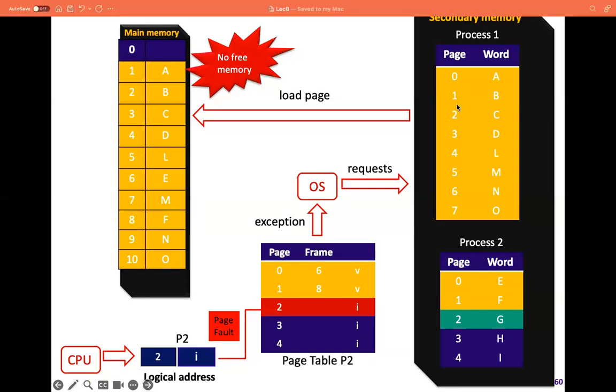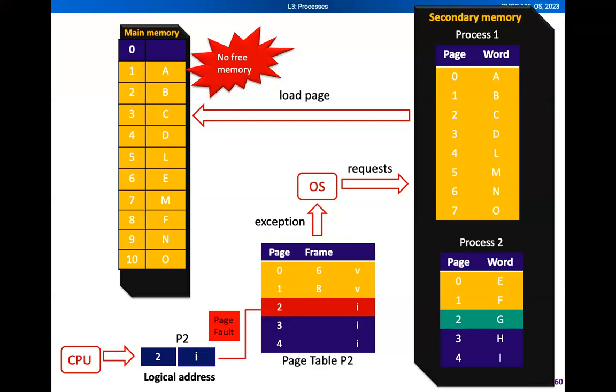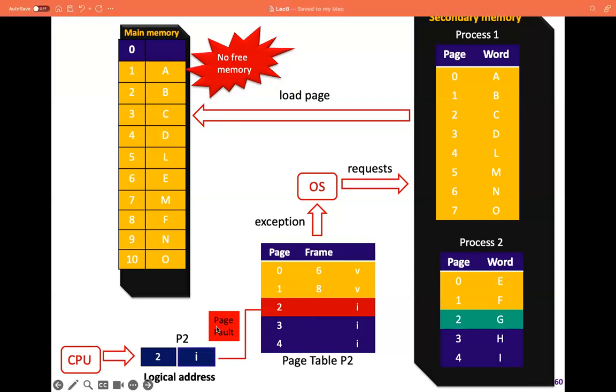Initially the processes will be in the secondary memory. If we need a certain page of a process, then we load it here. Assuming that the CPU requests page 2 of process 2, and it looks at the page table of process 2, it sees that the bit of page 2 is invalid, meaning page 2 is not in the main memory. So if a requested page is not loaded in the main memory, a page fault happens. And if a page fault happens, the OS requests the desired page from the secondary memory and loads it in the main memory.